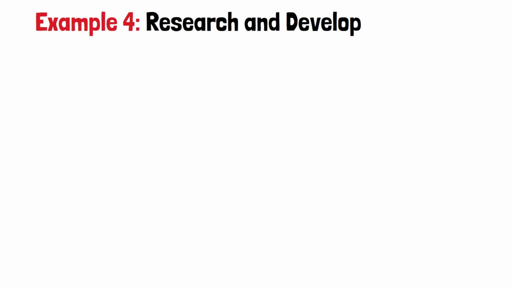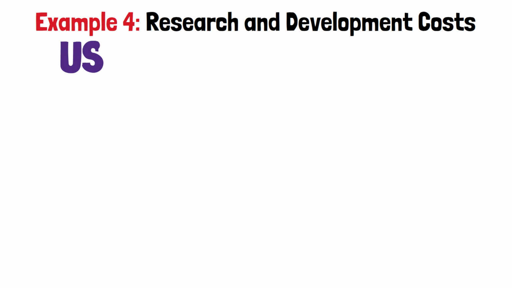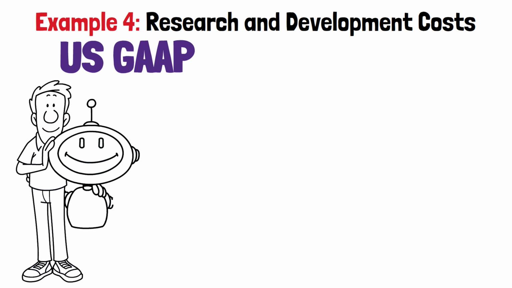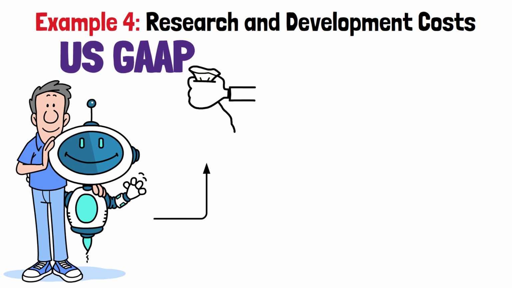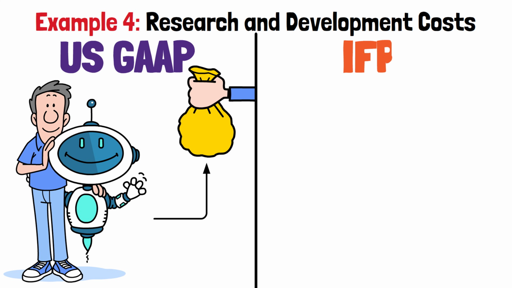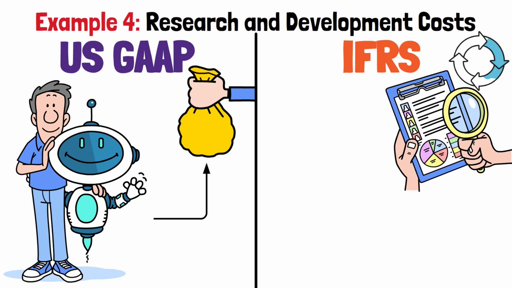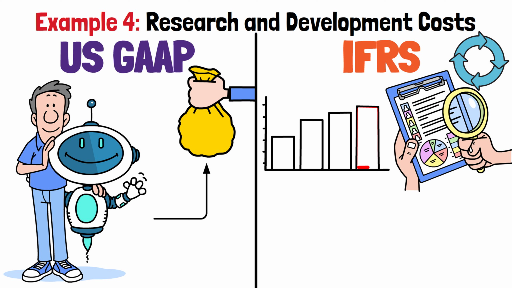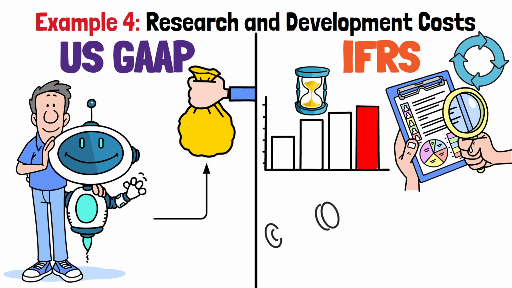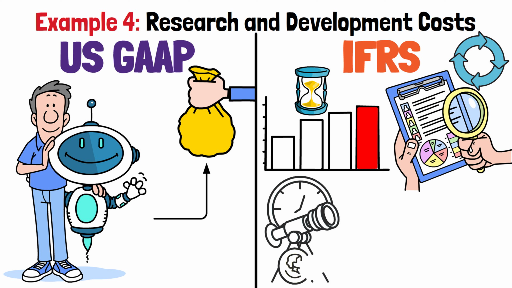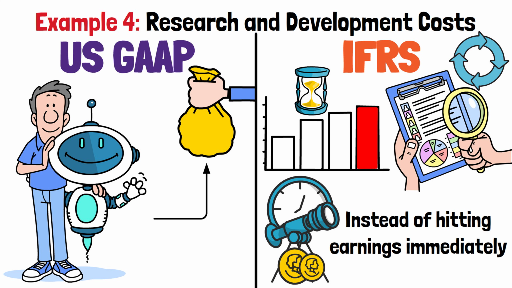Example number 4, research and development costs. Under US GAAP, most R&D costs are expensed immediately. Under IFRS, development costs can be capitalized once certain criteria are met. This means an IFRS company might report higher profits in the short term because some expenses are spread over future years instead of hitting earnings immediately.